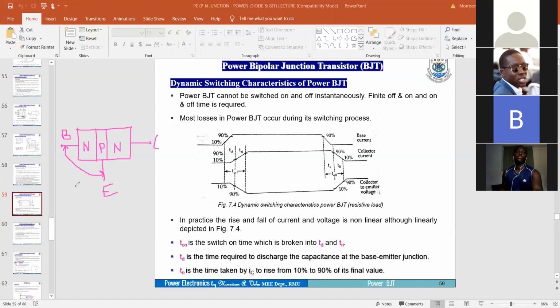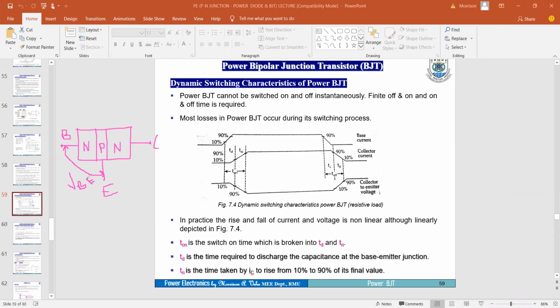So our VBE, that's to say base emitter voltage. There's a junction established between these two terminals, and because of that, you'll have stored energy within the junction. The same applies to the P and then the N.